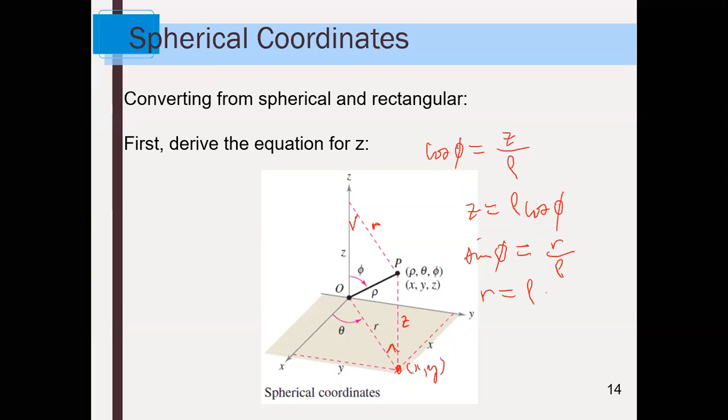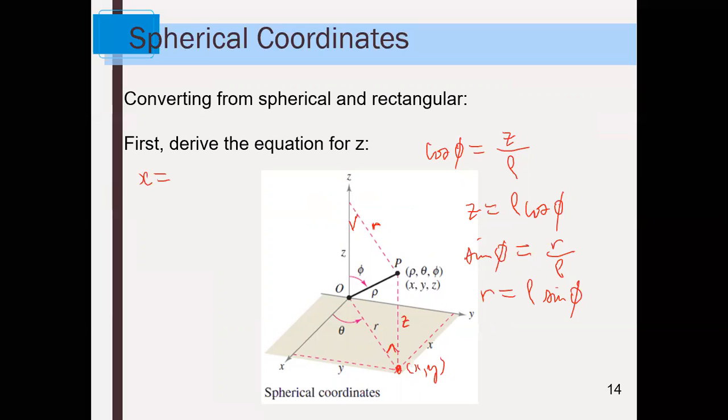Rho sine of phi. And I'm telling you we're done, because we already know what X and Y are in terms of R and theta, don't we? And we just figured out what R was. What's X equal to in terms of R and theta? We already did that back in the polar coordinate and cylindrical coordinate days, right? So what's X equal to in terms of R and theta?